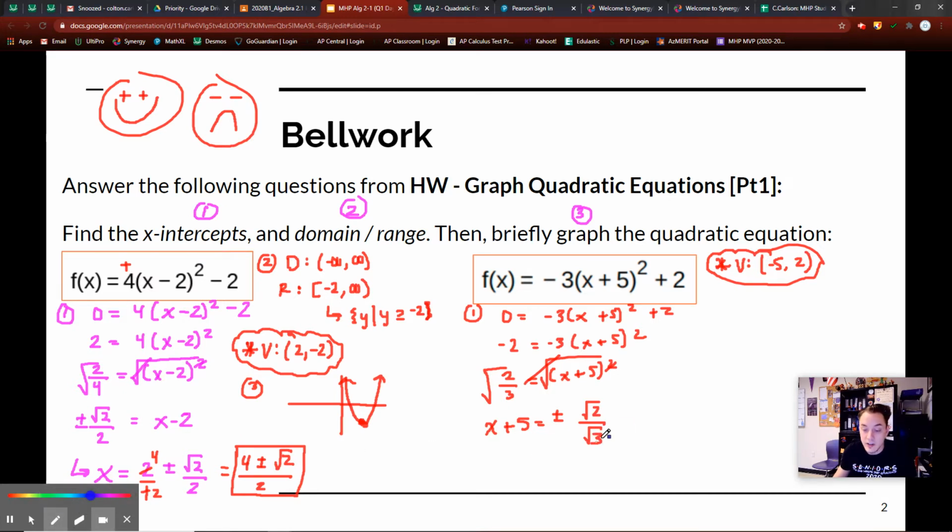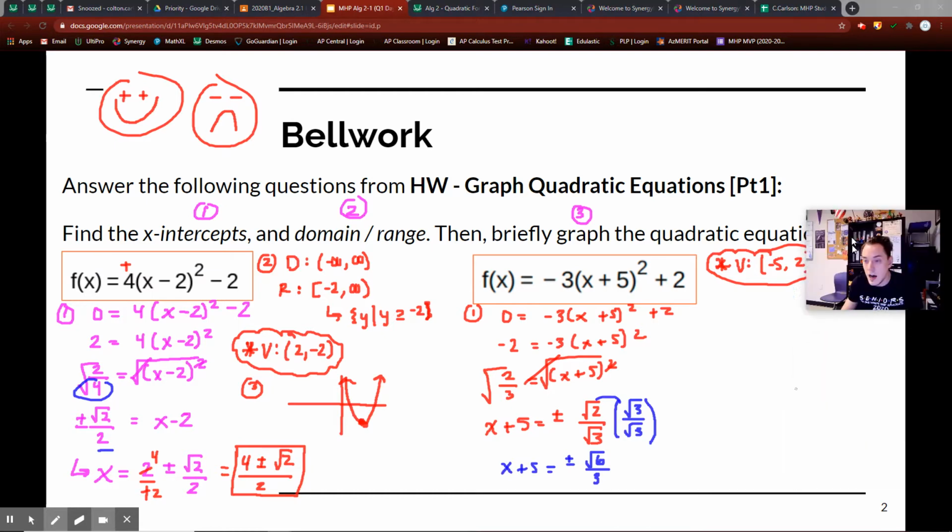Now the problem with this is I need to rationalize it. I can't have the radical on the bottom. Here, the radical was not in the bottom because radical 4 down here is just 2, and so I didn't really need to do anything with that. Here, I do need to rationalize it. So let's rationalize this. This is radical 3 over radical 3 on the top. This is how you rationalize. So this is plus or minus radical 2 times radical 3 is radical 6, and in the bottom, radical 3 times radical 3 is just 3. And then, of course, I still have x plus 5.